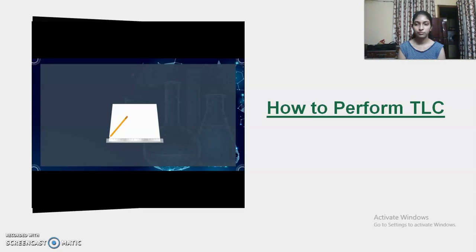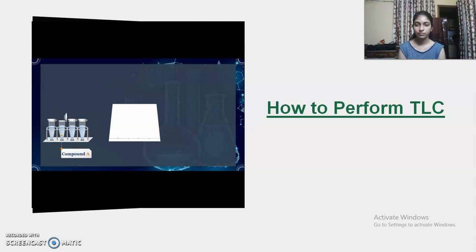A pencil line is drawn, about 1.5 centimeters from the bottom edge. Also, the plate can be labeled using a pencil to show the original position of the drop. Thin layer chromatography can be used to identify compounds present in a given sample mixture. A small drop of the mixture is placed on the baseline of the thin layer plate.